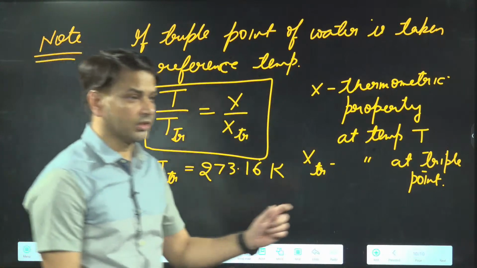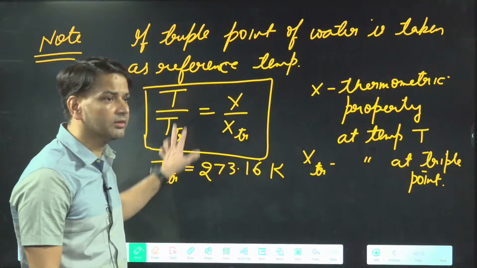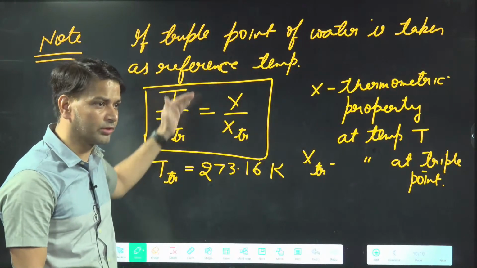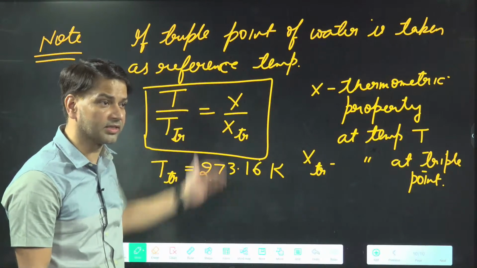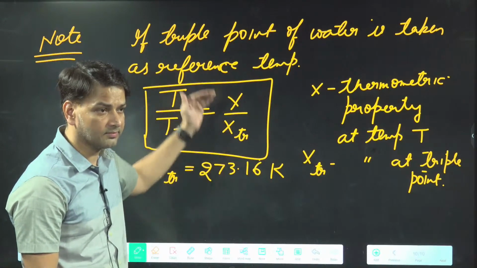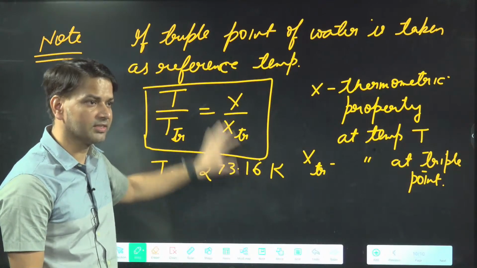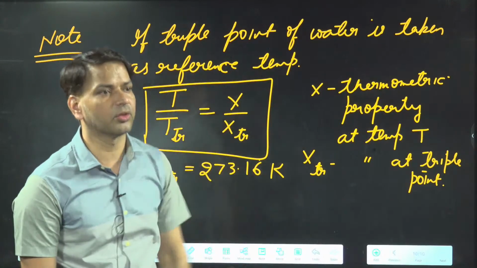Here you are using the Kelvin scale, so T you will get in Kelvin. Any other scale also you can use, and according to that, T and TTR you will put in that scale. Getting my point? If TTR you are putting 273.16, then T you will get in Kelvin.